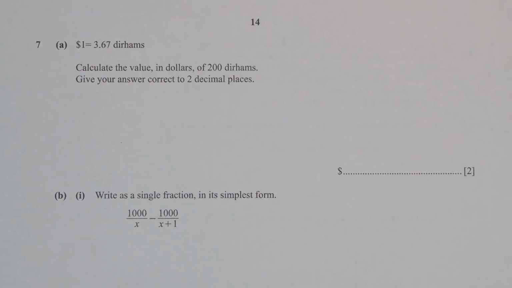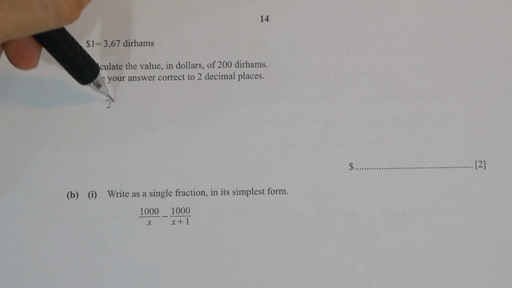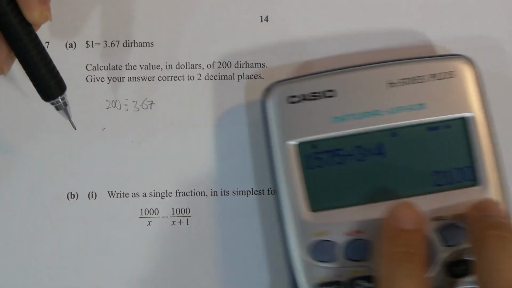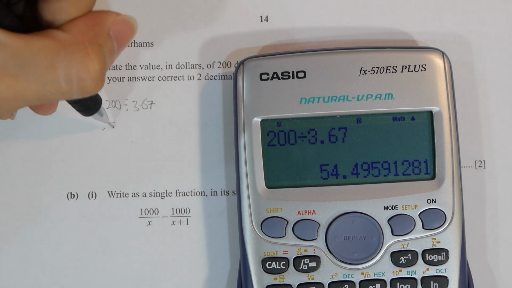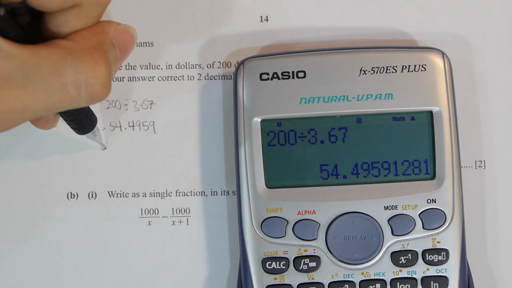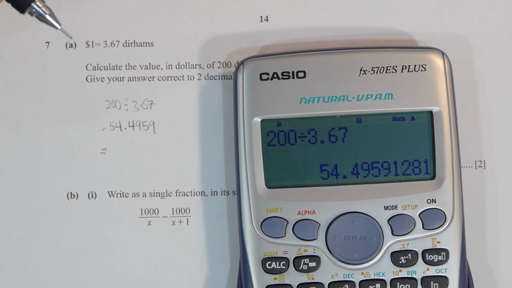For question 7, simply take 200 dirhams, divide by 3.67, then you will get 54.50 after you round it to 2 decimal places. For part B, it's very straightforward, so I won't do any voiceover for this part.